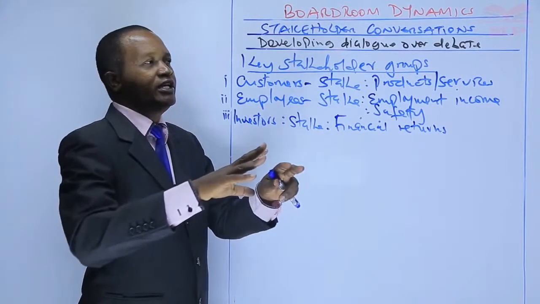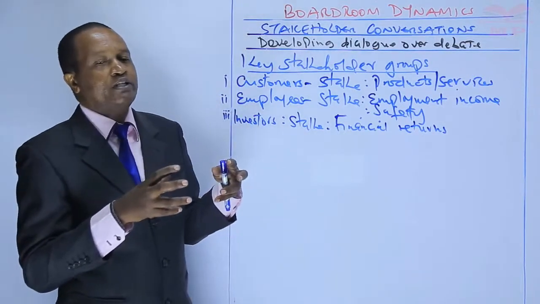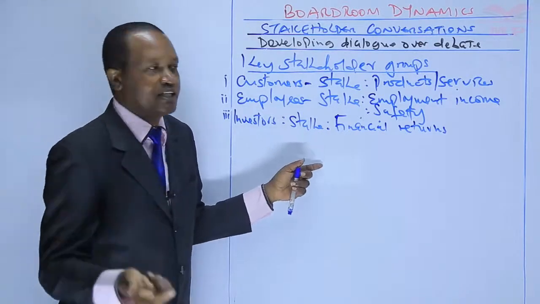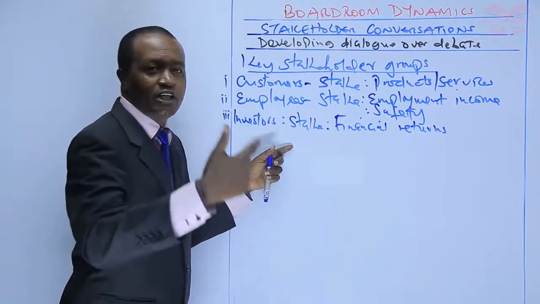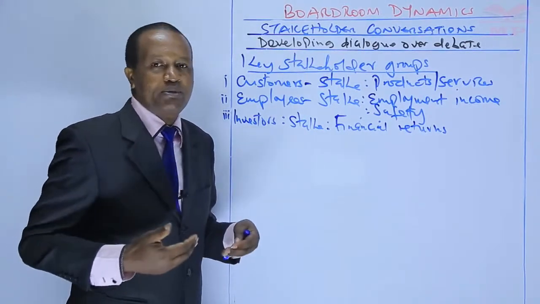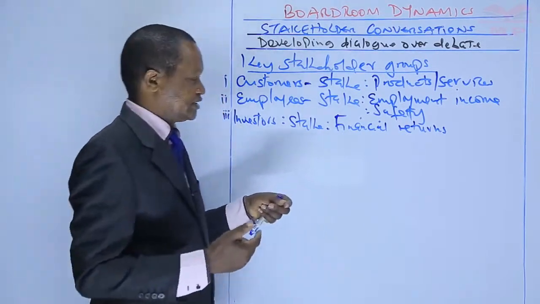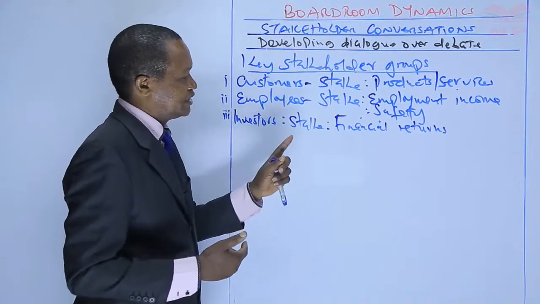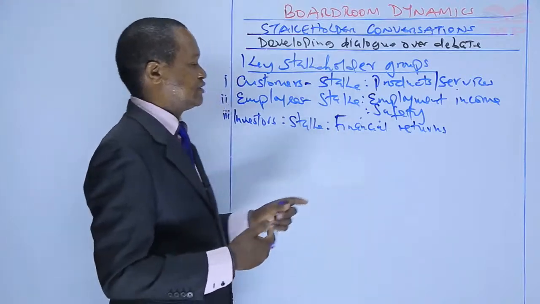And lumped in with this group of shareholders are also other providers of capital, such as lenders, potential acquirers, and so on. So all shareholders are inherently stakeholders, but stakeholders are not inherently shareholders. So investors have a stake in a company, and their stake is financial returns.